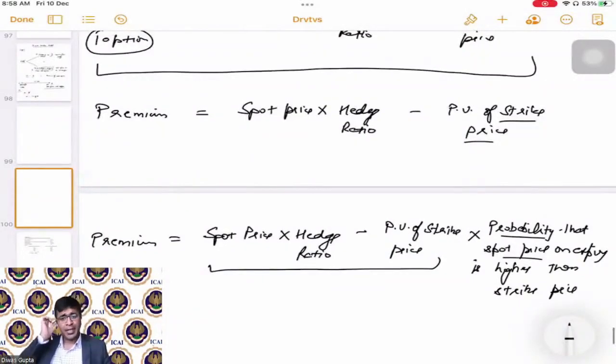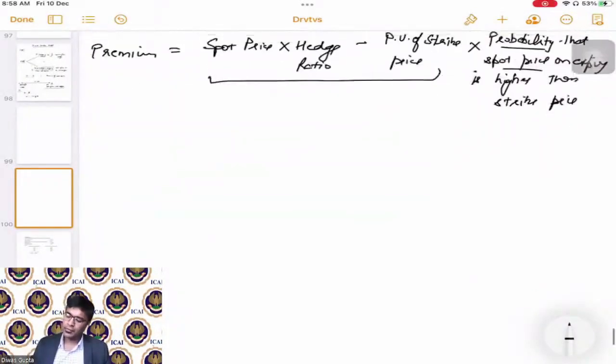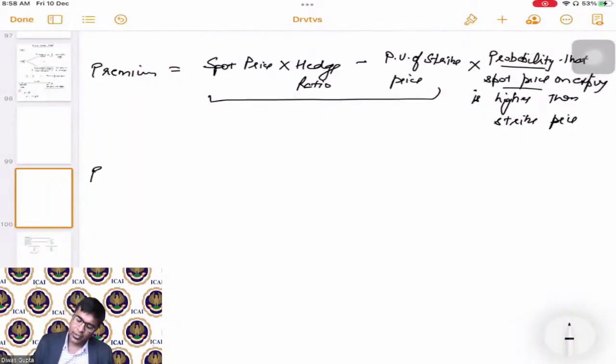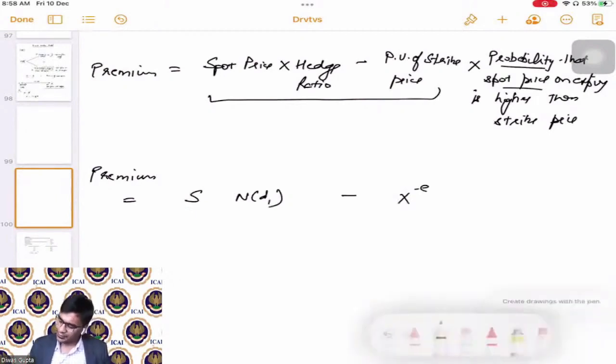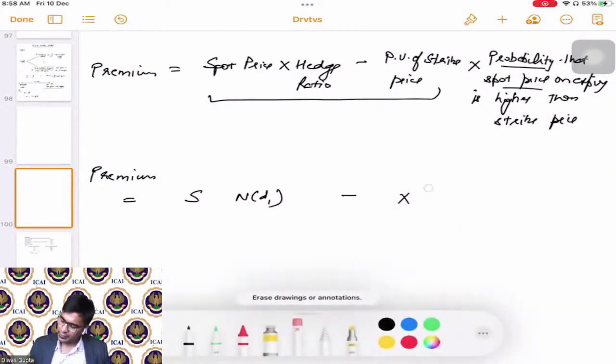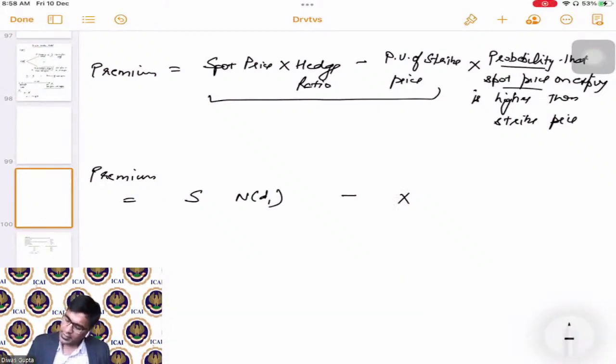Okay. The premium is this. Now, I am writing the exact terminology used by the Black-Scholes model. I hope this is clear to all of you. So they use S N(d1) minus X e raised to the power minus RT N(d2).